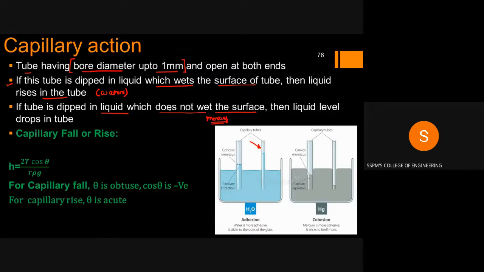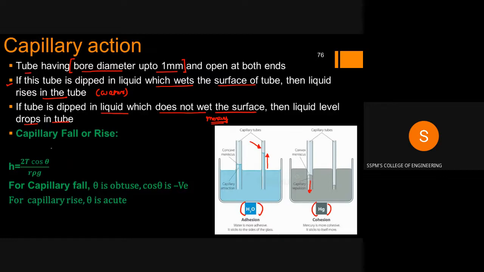So you should remember, for water that wets the surface of a glass tube, water will rise in the capillary tube, and for a liquid which does not wet the surface, for example mercury, the level of that liquid will drop in the tube. The first example is for water. From the level of the liquid in the container, if we dip the capillary tube, then the liquid level will rise in that tube. The second example is mercury. The mercury level will drop in the capillary tube because it does not wet the glass tube.